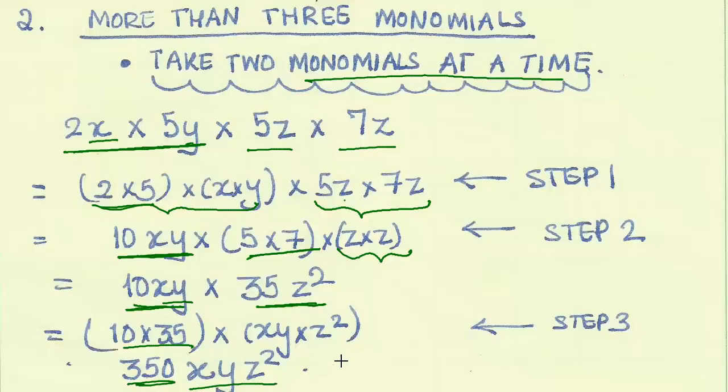So this is how you would multiply more than three monomials. This method is applicable even to 4, 5, 6 or any number of monomials. The key thing to keep in mind is to multiply two at a time and try to keep the calculation simpler, and therefore you will arrive at the final answer.